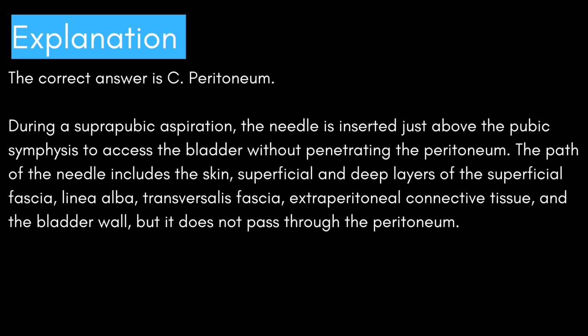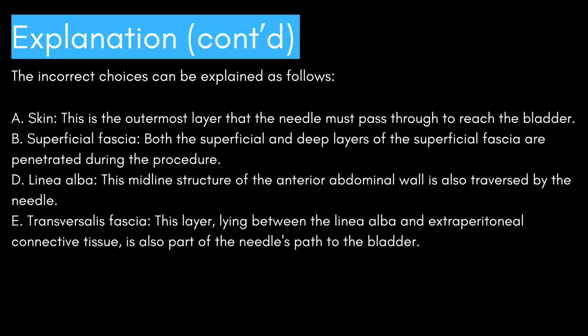All right, let's go ahead and see why the other answer choices are incorrect. The incorrect choices can be explained as follows. A, skin. This is the outermost layer that the needle must pass through to reach the bladder. B, superficial fascia. Both the superficial and deep layers of the superficial fascia are penetrated during the procedure. D, linea alba. This midline structure of the anterior abdominal wall is also traversed by the needle.